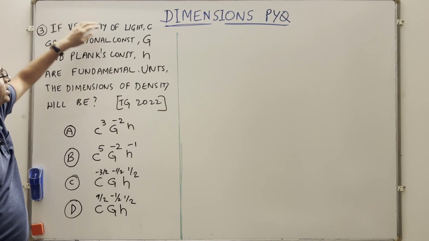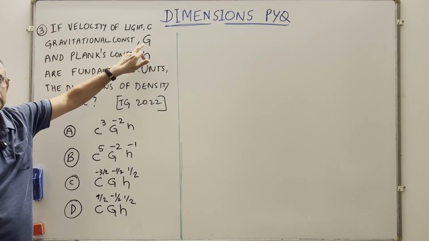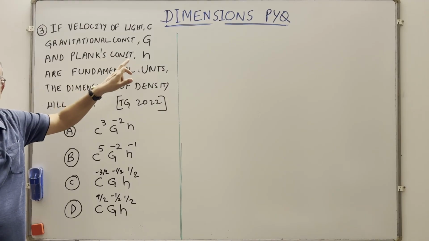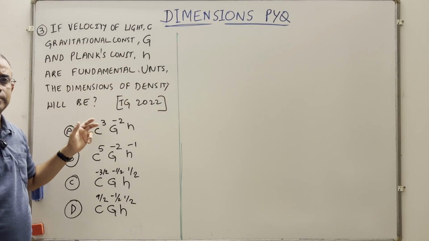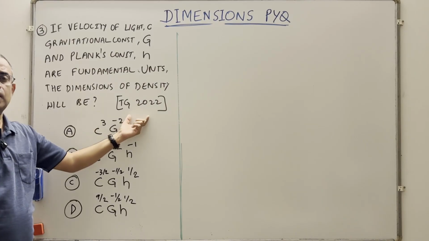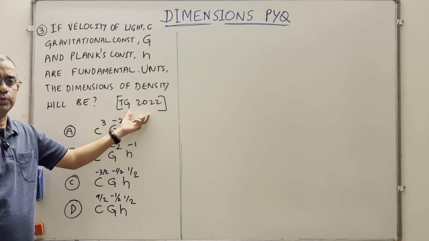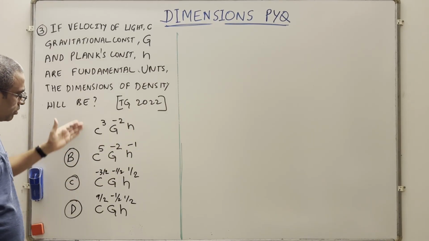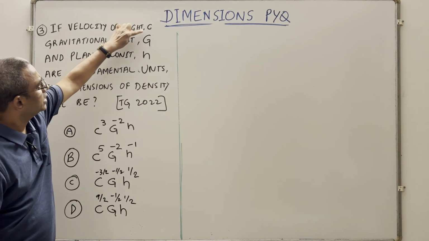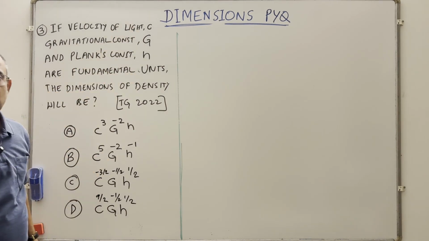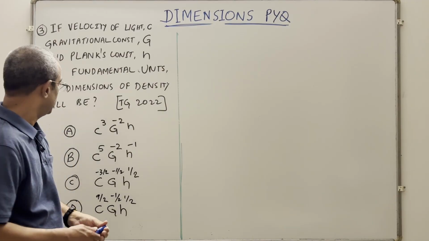If velocity of light c, gravitational constant G, and Planck's constant h are the fundamental units, then what are the dimensions of density? This was asked in Telangana EAPCET 2022. These are the options that they have given us. So what they are saying is, c, G and h are the fundamental units.